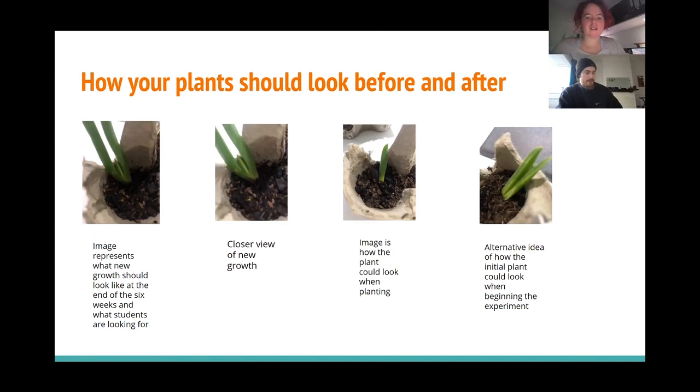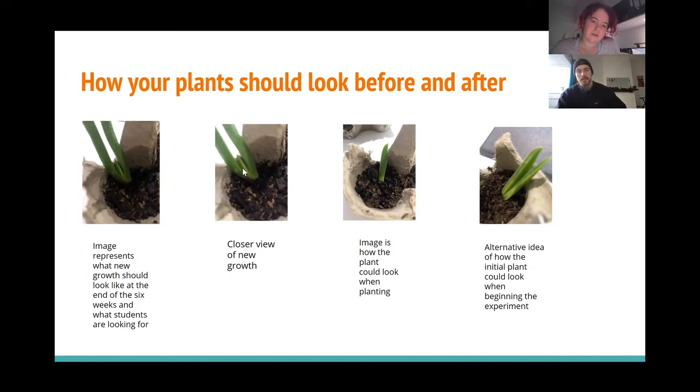And here I have some examples of what your plants could look like through the growth process. Can you see my mouse as I'm hovering? Okay. So this image here that I'm hovering over is an example of what the plant looks like when you plant it. You could also have this as your first plant. So 2 leaves, which would lead into what kind of new growth you're looking for and what new growth actually looks like.